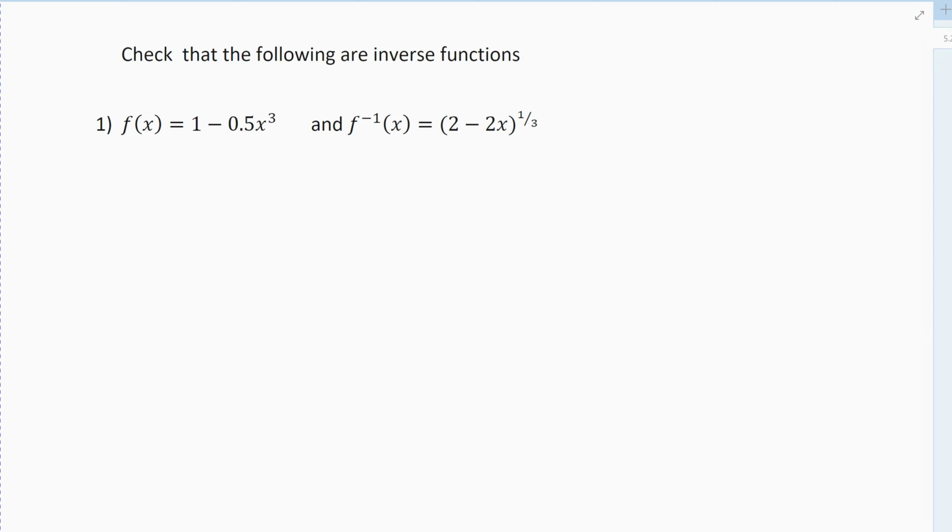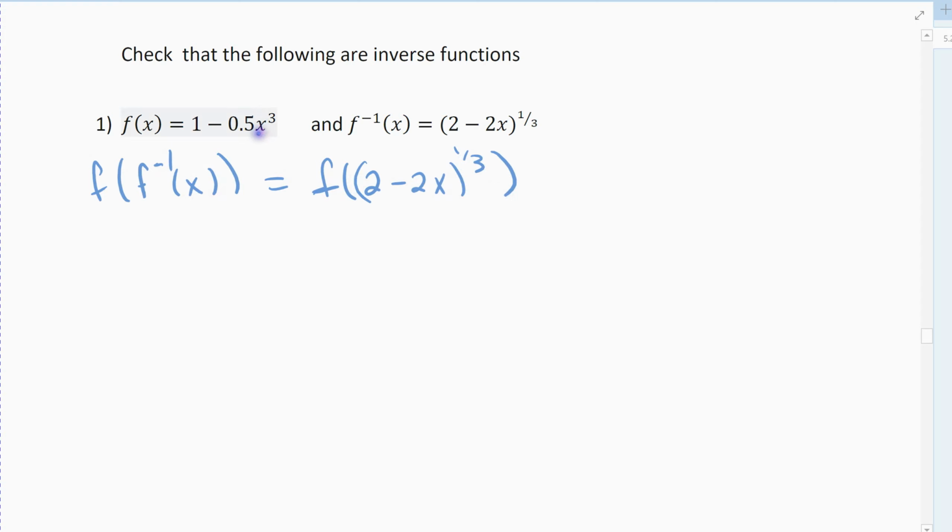So a second example, using that, where I plug one function into the composition to check to see if my functions are inverses. All right, so we'll start with f inverse of x. And again, you have to check both directions. And so what we're going to plug inside f is 2 minus 2x raised to the 1/3. Right, so again, that's going to go in here for the x value. And so when we do that, we get 1 minus 1/2 times 2 minus 2x to the 1/3 raised to the cube.